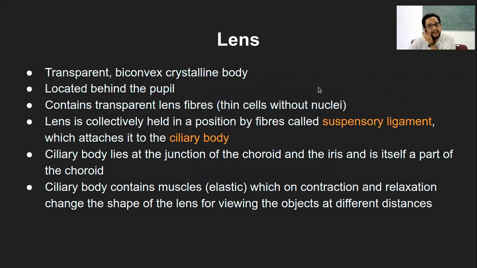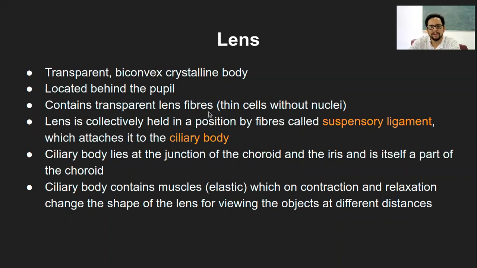Then after the iris structure, the next one in sequence is the lens. The lens is a transparent biconvex crystalline body. Again, crystalline does not literally mean it is made up of crystals, but it has a transparency like crystals. So it is transparent, it is biconvex, as in convex on both sides, and it is crystalline. It is located right behind the pupil, like we had seen in terms of structure, just next to the pupil towards the inner part.